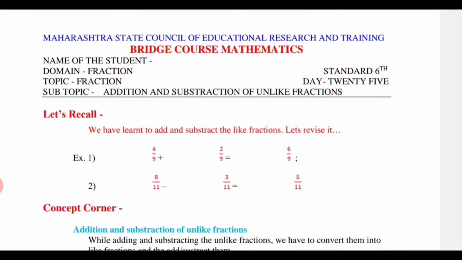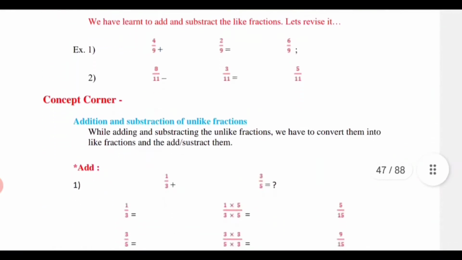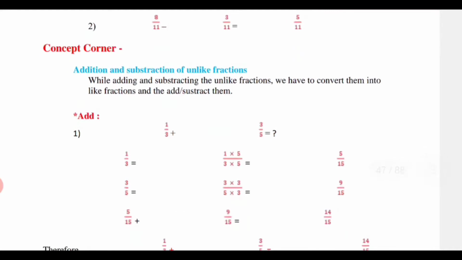In concept corner, what is there? Addition and subtraction of unlike fractions. While adding and subtracting unlike fractions, we have to convert them into like fractions, and afterwards we can add and subtract them. So how to convert them into like fractions? By equalizing the denominators. We have to equalize their denominators and then we can add or subtract them.